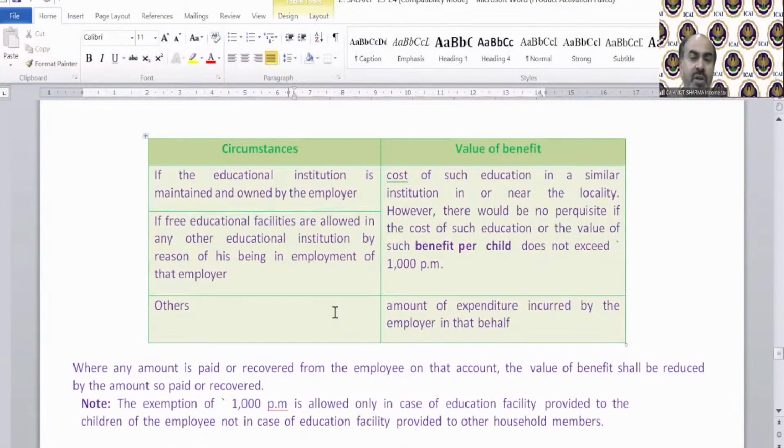If the educational institution is maintained and owned by the employer, or if free education facilities are allowed in any other educational institution by reason of his being in employment of the employer.